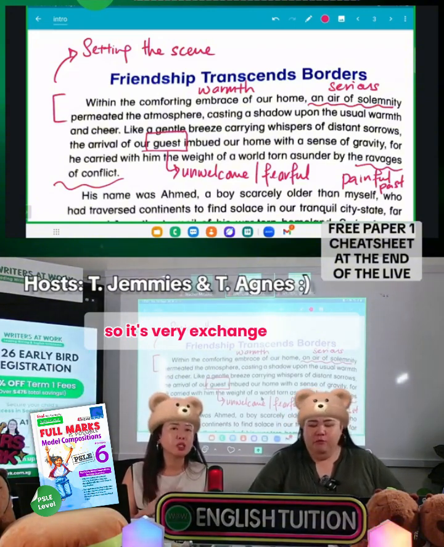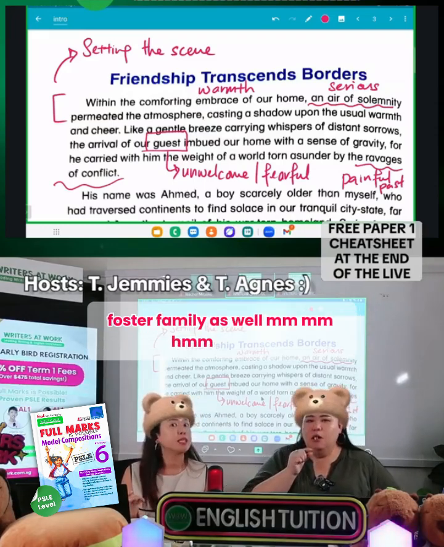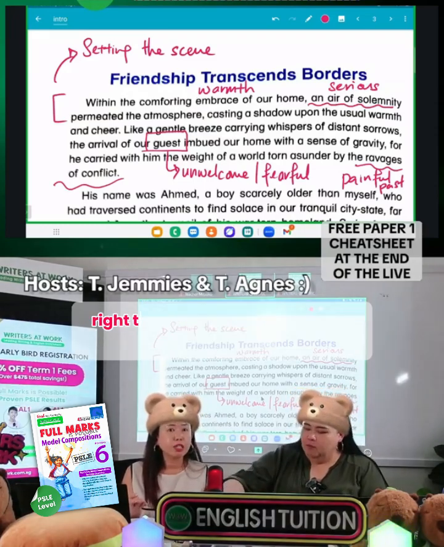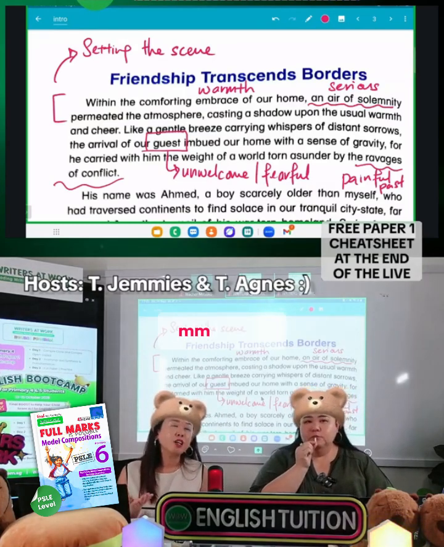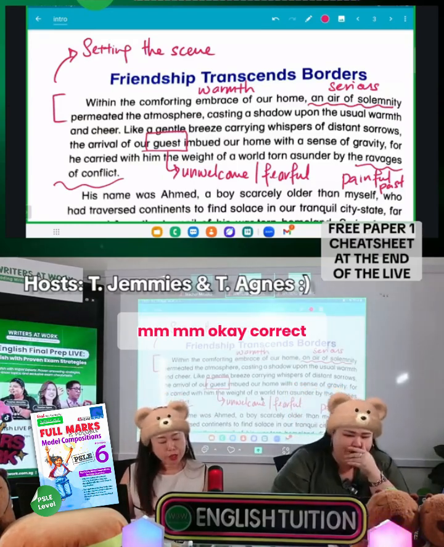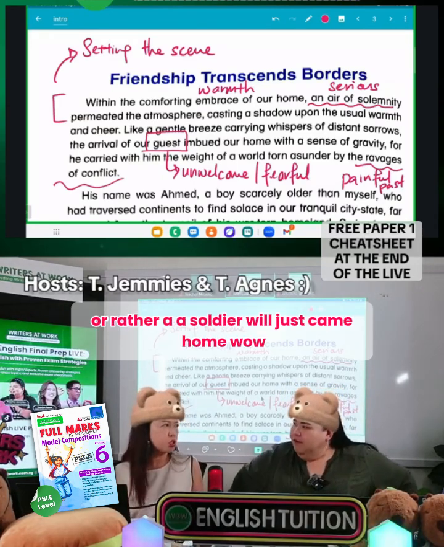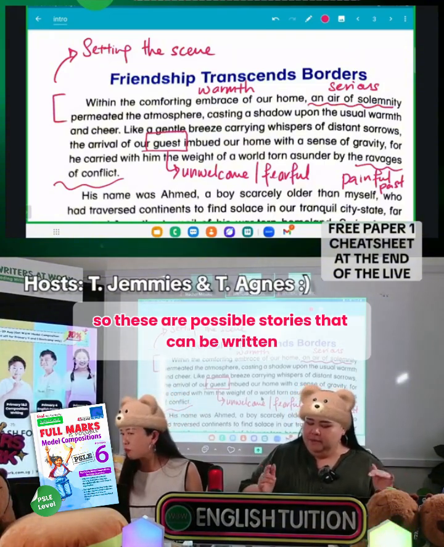So it's a foreign exchange student, but I can imagine using this introduction for stories like foster family as well. There's adoption cases, foster family, meeting someone new in the family for the first time. So these are all possible. It could be a relative that I don't like, or a soldier who just came home. So these are possible stories that can be written.